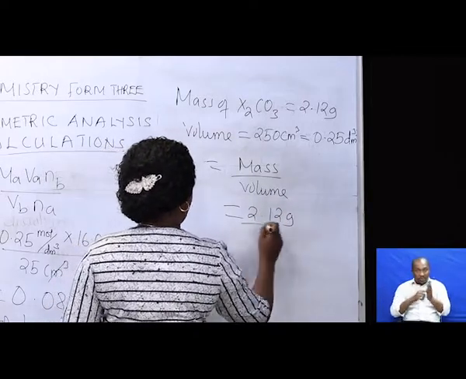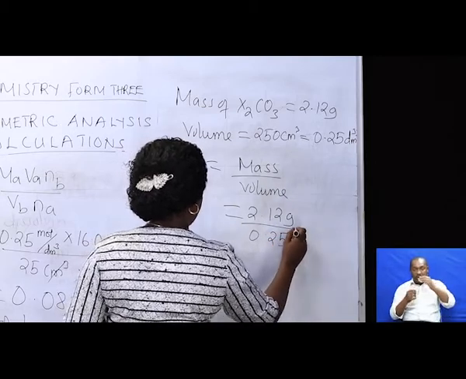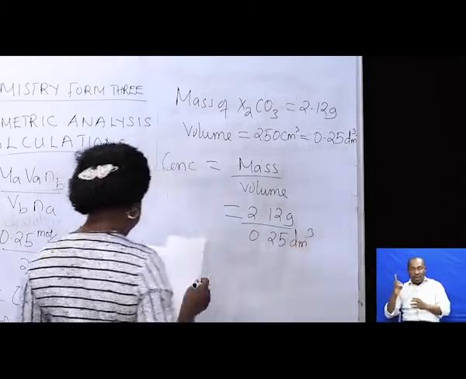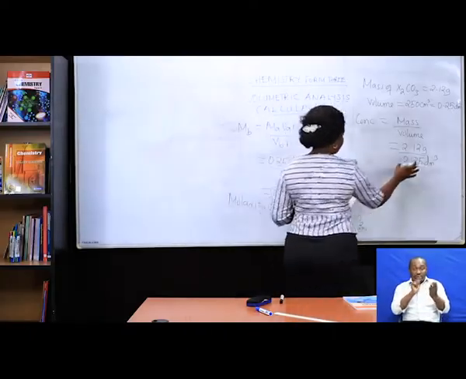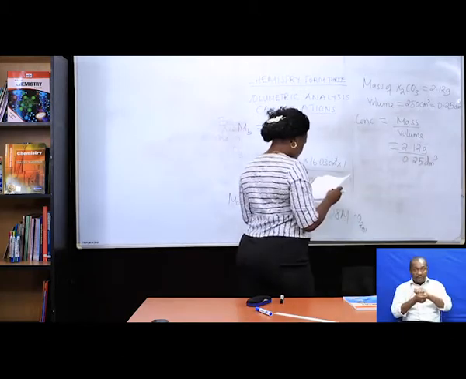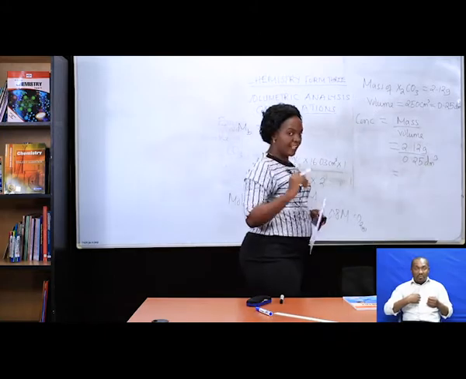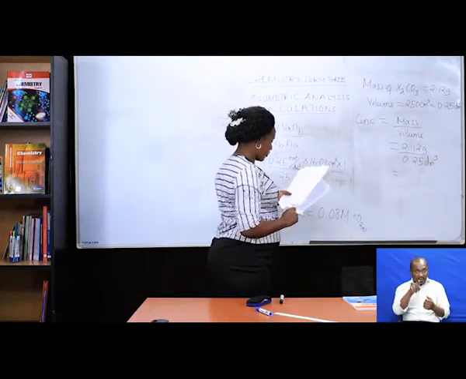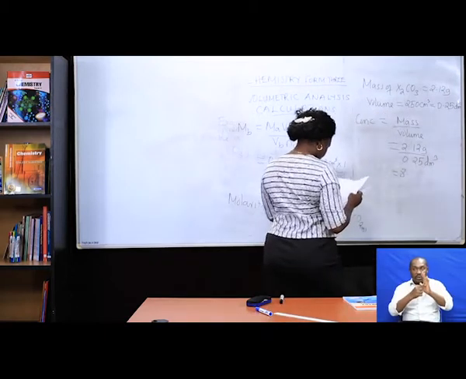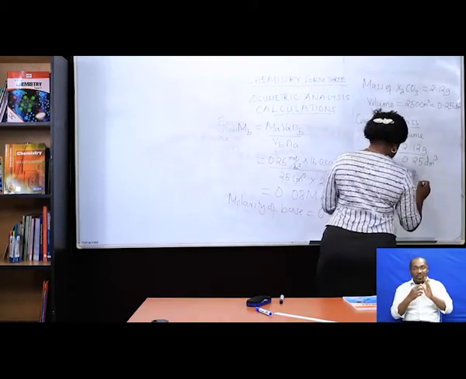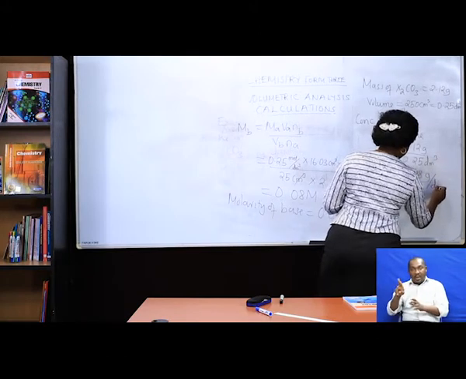2.12 gram over 0.25 cubic decimeter. Use your calculator right now. Try to compute what is the answer. I guess now you have the answer. For me, the answer will be 8.48 gram per cubic decimeter.